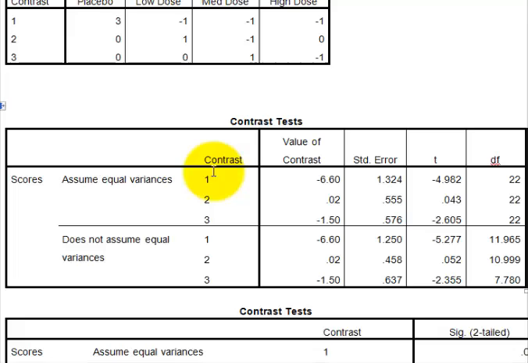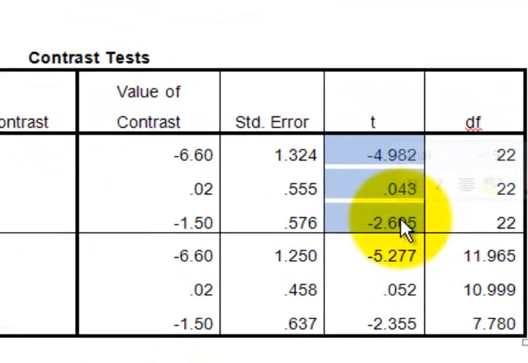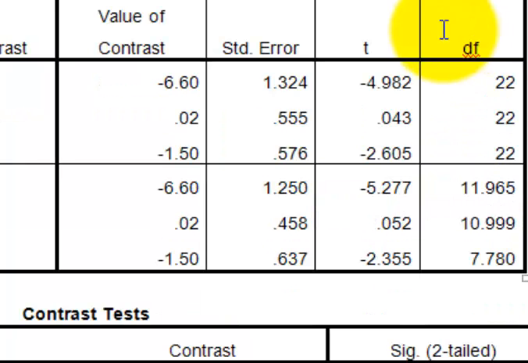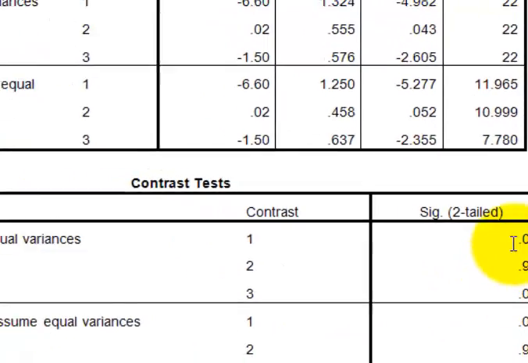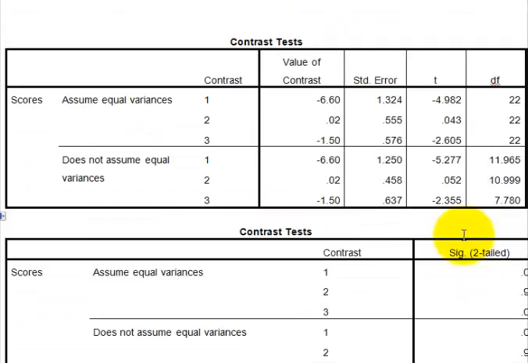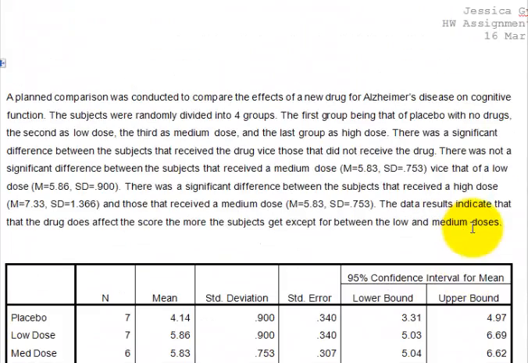And these are the comparisons or contrasts. And there's the t-scores, and there's the degrees of freedom. And then they tell you which ones are significant over here. So the first contrast is significant, the third one is, and the second one is not. So that's about it. Let me go look at your write-up.